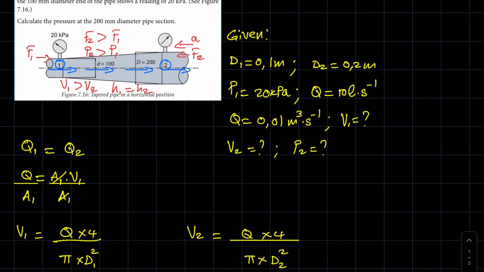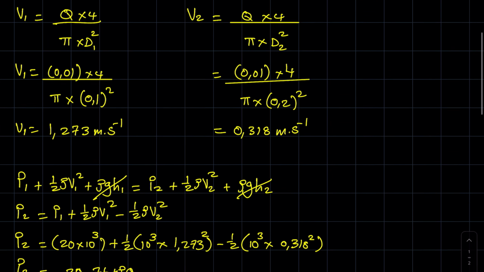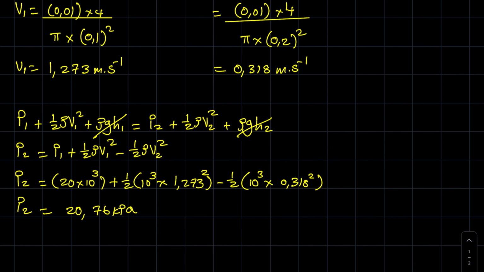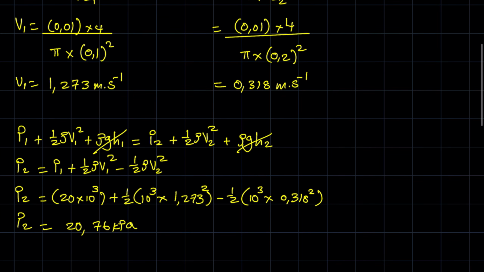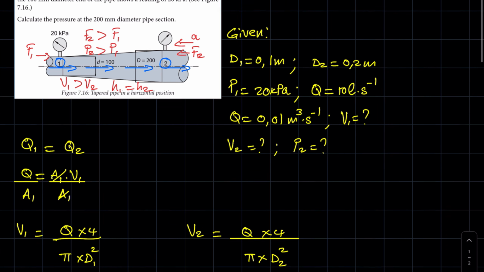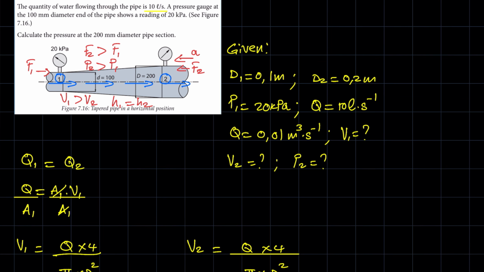Now earlier when we were doing our free body diagram, we determined that P2 will be greater than P1. Now if you look at P2, P1 is 20 kilopascals, P2 is 20,76 kilopascals. Meaning that it is likely that we are correct, since P2 really is greater than P1. So for problems based on horizontal tapered pipes, this is the approach you would take.